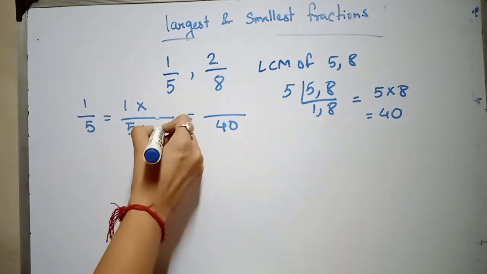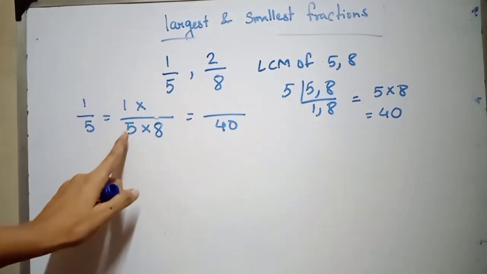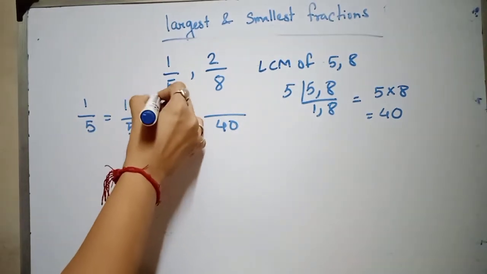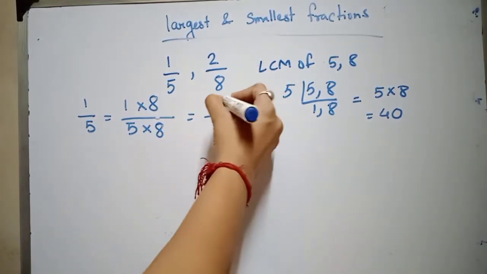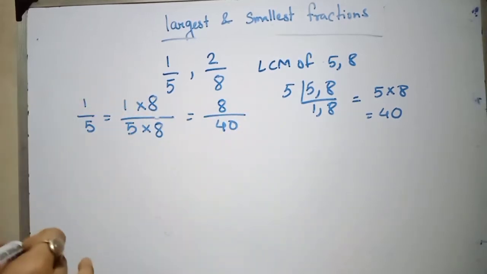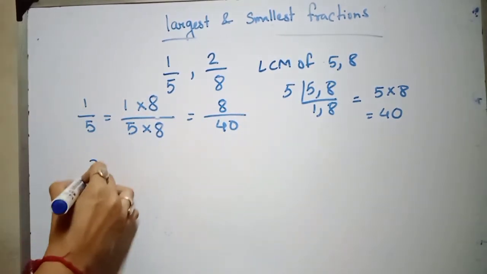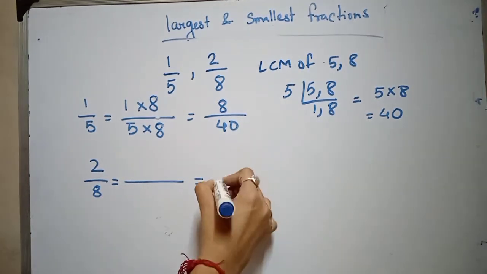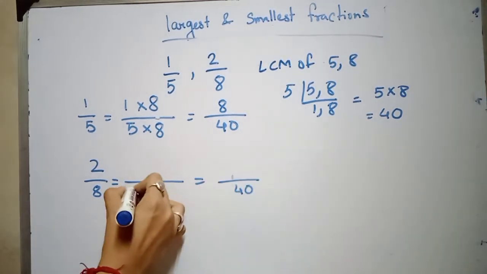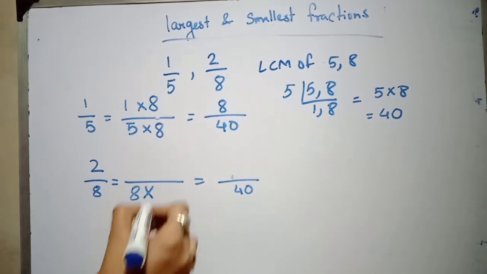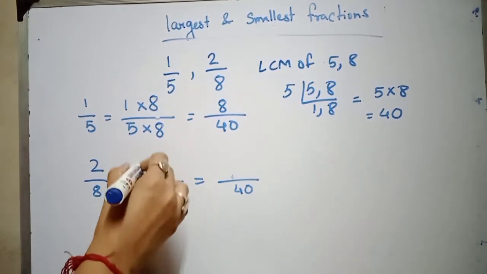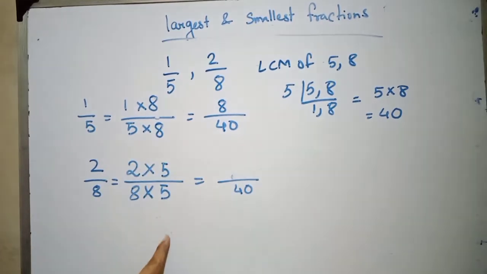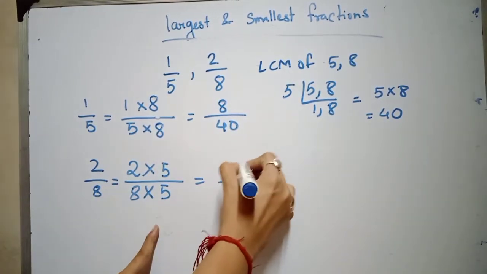As I can see, we can multiply by 8. 8 fives are 40, right? So we have to multiply the numerator with 8 also. So the fraction is 8 by 40. Next I am going to 2 by 8. So I have to get 40 here. To get 40, I have to multiply 8 with 5. Now as I am multiplying with 5, I have to multiply the numerator with 5 also. So I get 10 by 40.